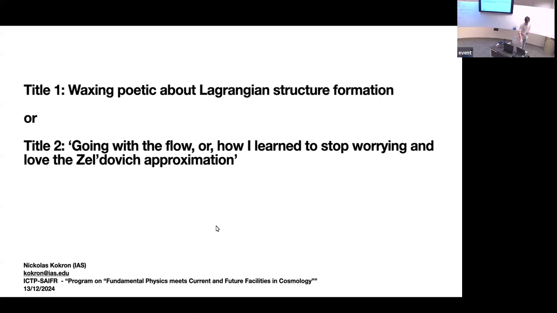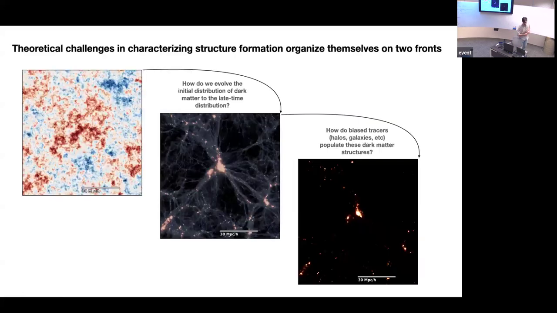For the broadest possible context, structure formation historically has challenges that organize themselves on two fronts. On the one hand, people are really interested in turning this initial distribution of matter at very high redshifts, as probed by the CMB, that's very Gaussian, into this very late-time distribution of dark matter. Specifically, this is a zoom-in from the illustrious TNG simulation around what the largest cluster ends up being. Even in the initial conditions, this is not showing temperature, it's showing over- and under-densities. You can see by eye a very clear, strong correlation between where the overdensities in this Gaussian field are and where you actually end up seeing structure.